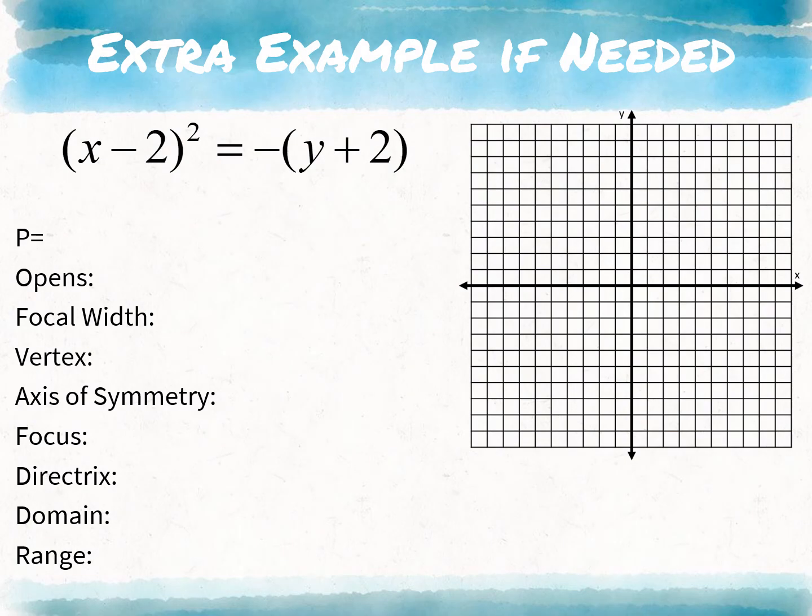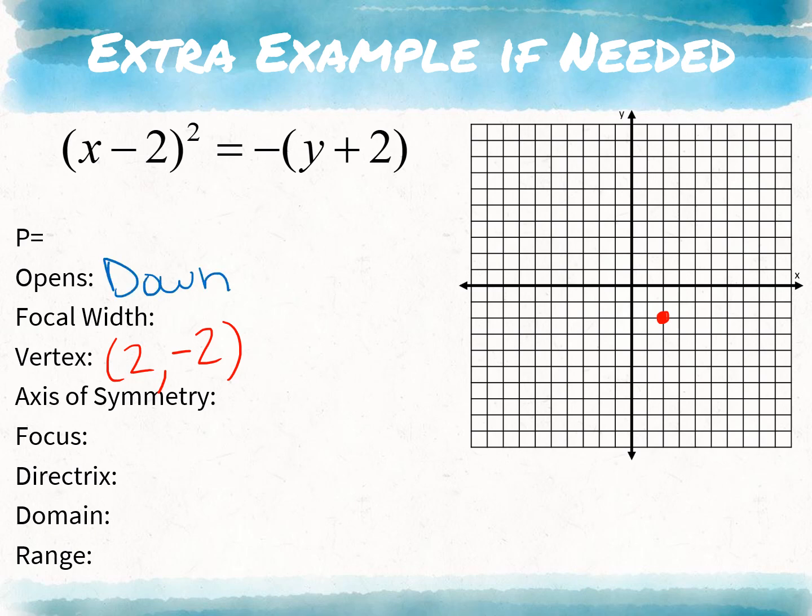A quick reminder, I am going to do this example because we haven't had one like this yet. Let's start with our vertex because that's pretty easy to see. We've got (2, -2). P-value. Or no, let's do opens actually. Opens. The x is squared, so it's up or down. My factor out front is negative, so it's going to open downwards.